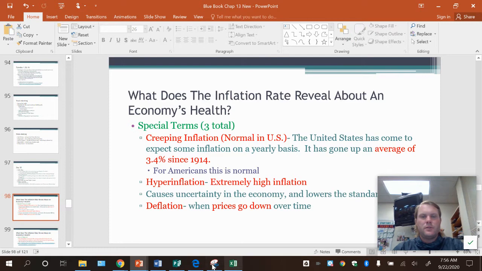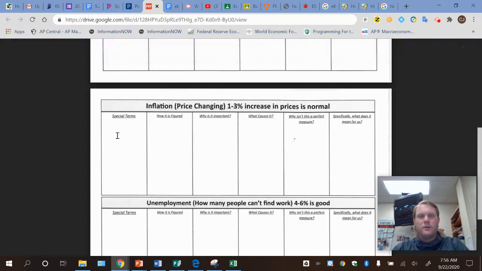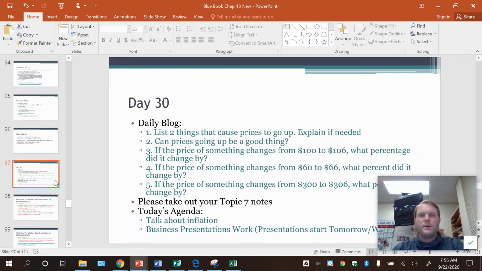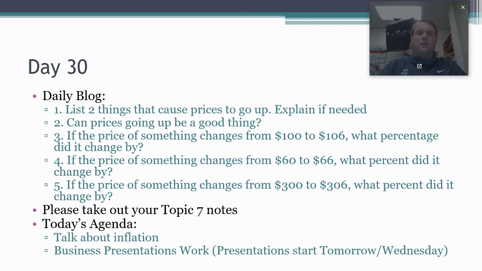So, special terms. Obviously, we're going to go hopefully left to right here. So, special terms, you'll write those things in there. First things first, let's go ahead and write some things for your daily blog. Take a second, kind of a quick review of how to do some percentages. Okay, so take a second and go ahead and get those figured out.